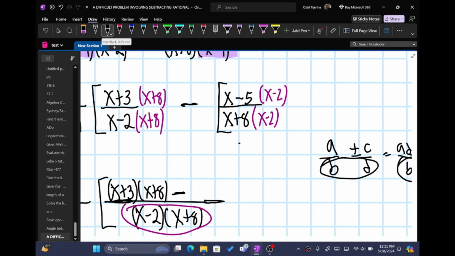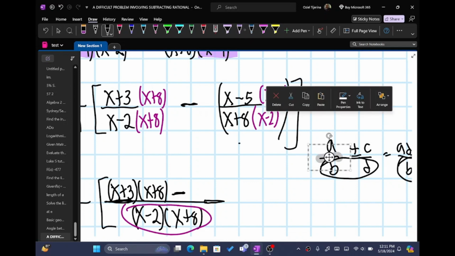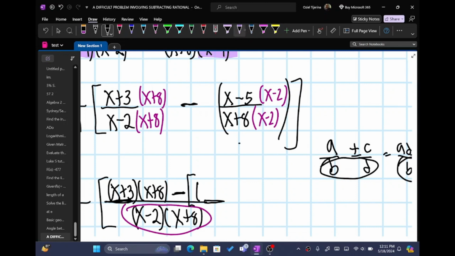And let me actually put parentheses instead. It's an expression on its own, because the minus is being distributed to the entire expression on the top. So it's going to go minus the quantity x minus 5 times x plus 2.